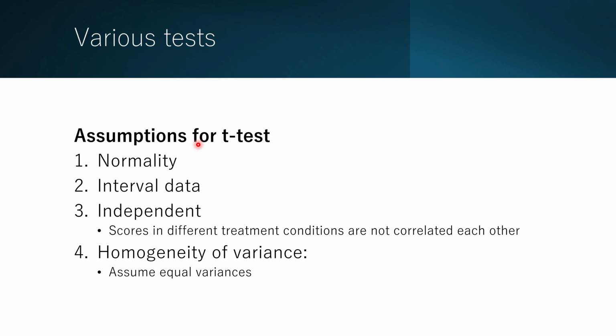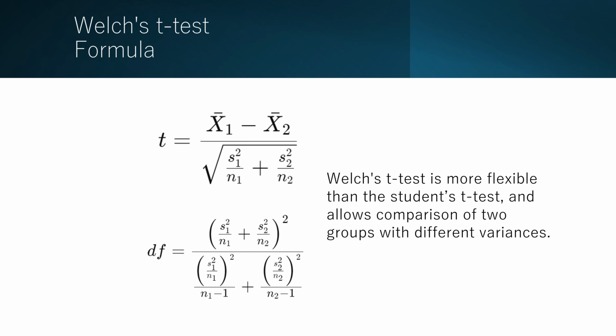The assumptions for the Student t-test, the standard t-test, are here. First is normality. The outcome should be roughly normal in each group. Second, it is measured on an interval scale, and observations should be independent. Finally, homogeneity of variance is required. When equal variance is doubtful, we prefer a different version of the test called Welch's t-test.